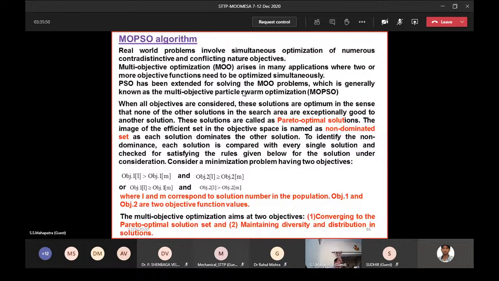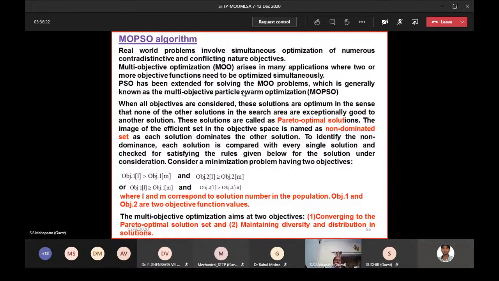This non-dominated solution will form a Pareto solution, or it will give a Pareto set. So after the solution of a multi-objective optimization problem, you get a set of solutions instead of a single solution. All the solutions in the set are non-dominated and all are good solutions, so anyone can be chosen. It depends on how the decision maker wants to choose.